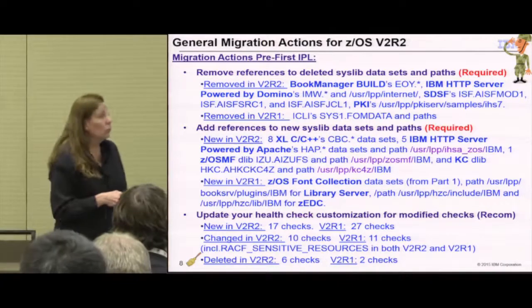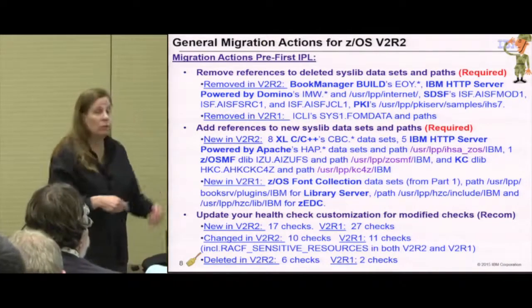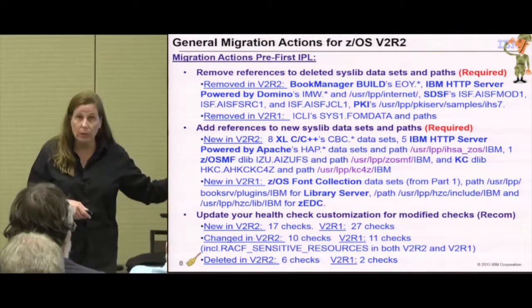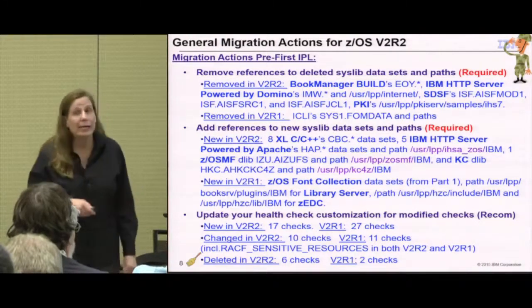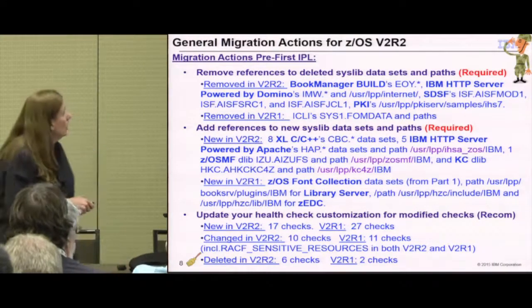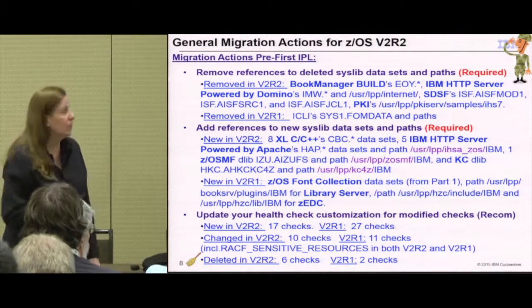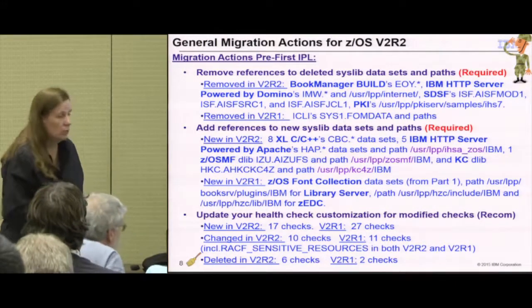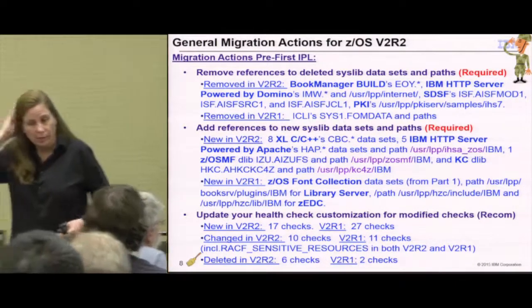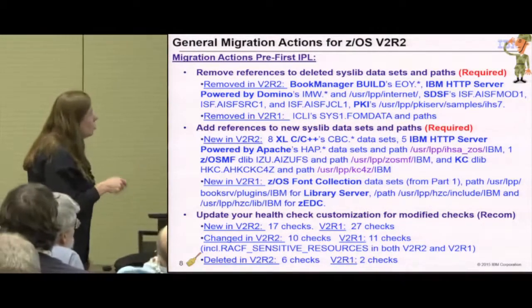Another one in the general category, the first bullet, is removed references to removed data sets and paths. I told you in part 1 that we have removed some elements, and these have also resulted in data sets for those going away. So you'll see Book Manager Build's EOY data set go away. You'll see the Domino removal of IMW data sets, and some paths as well. SCSF has gotten rid of some DLIBs, and Public Key Infrastructure has removed IHS7 because they now will run with Apache Server 9.0.